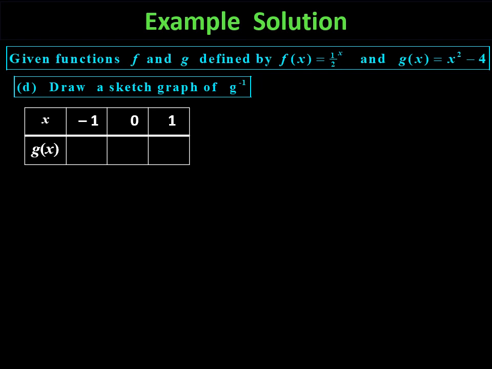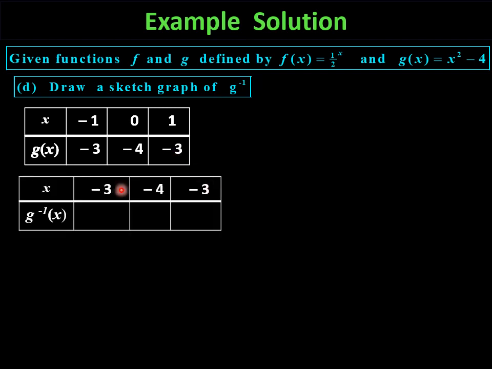That's correct. You set up a table, and your table here preferably would be -1, 0, and 1. If you try always to make use of that, it should always help you. So if we compute the output values, those are the output values. But that's the table for the g. If we want to draw the inverse, we need to invert it. You don't have to redraw the table. You can just see that it will be -3 and 1, -4 and 0, and -3 and 1. But let's just complete it.